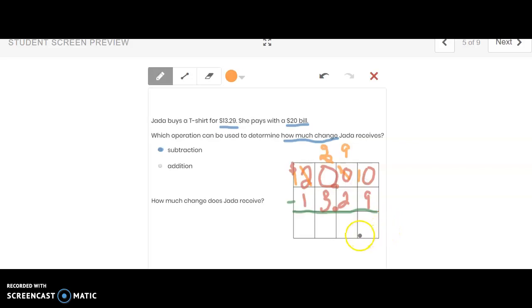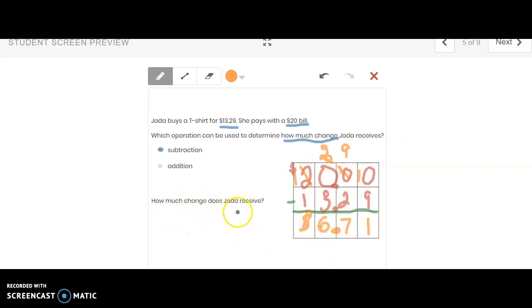Now I can do some subtraction. So 10 take away 9 is 9. No, it's not. 10 take away 9 is 1. Caught myself there. 9 take away 2 leaves me with 7. 9 take away 3 leaves me with 6. And 1 take away 1 is nothing, so I'm going to leave that blank. I cannot forget to bring down my decimal point and include my dollar sign.